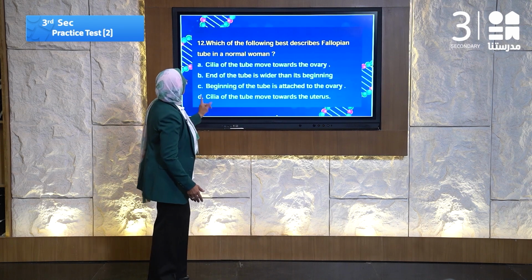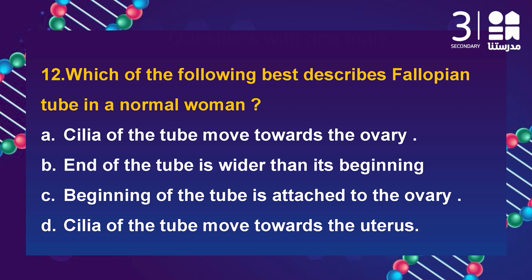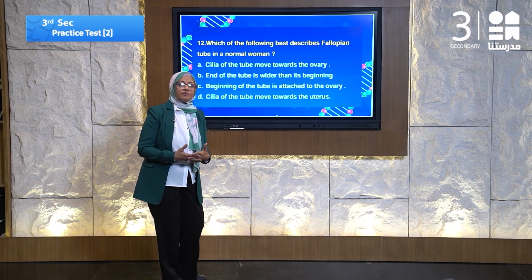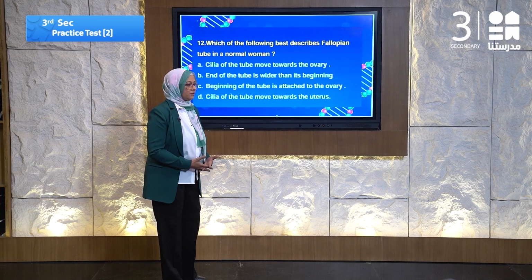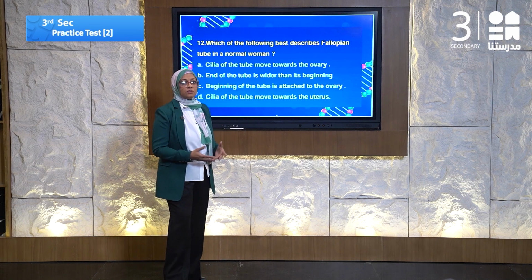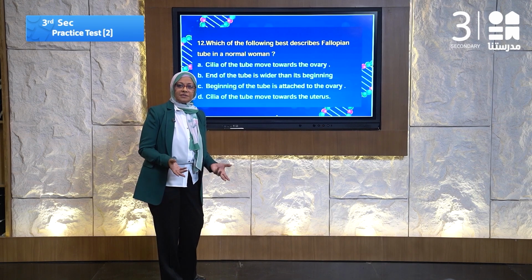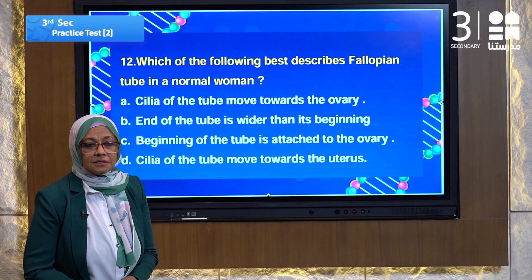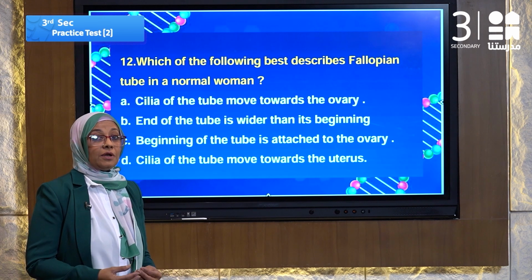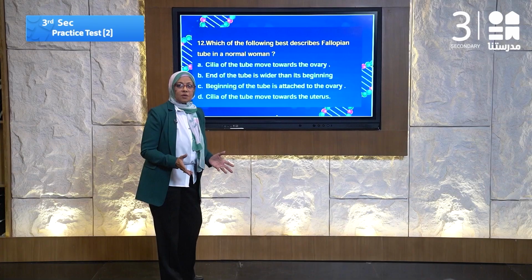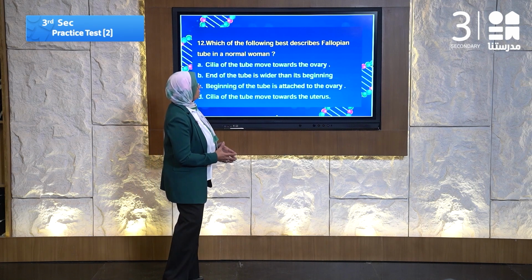Let's go to 12. Which of the following best describes the fallopian tube in a normal woman? Where is the fallopian tube? The fallopian tube is a part of the female reproductive system. The female reproductive system consists of 2 ovaries, 2 fallopian tubes, a fallopian funnel, and other parts. Where is the fallopian tube found? Inside the abdomen of the female. What is the function of the fallopian tube?